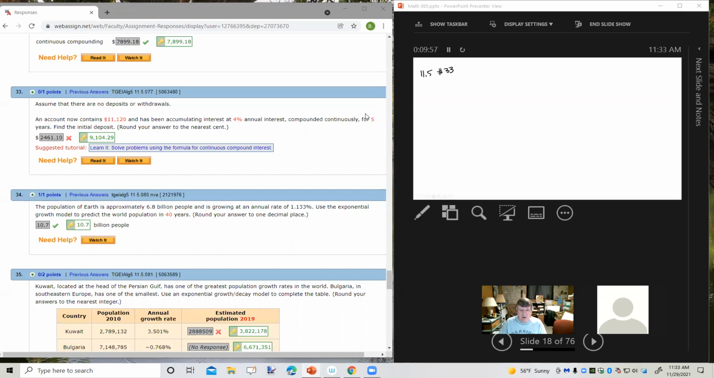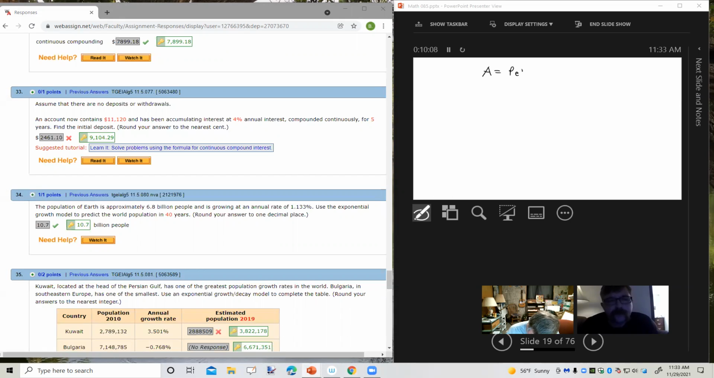Also, because it says compounded continuously, we're going to use the formula for continuous interest. So our formula is going to be A equals P times e to the RT power. The $11,120 is the final amount. The interest rate is 4% or 0.04, compounded continuously, time is 5 years. They want to know the initial deposit, so that would be P.